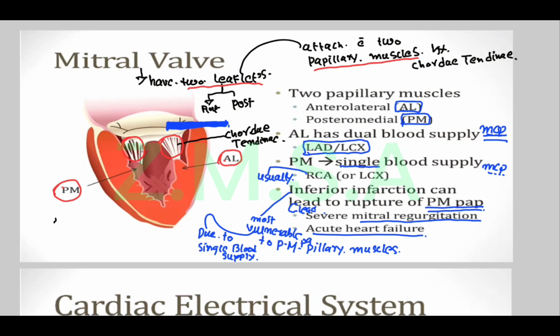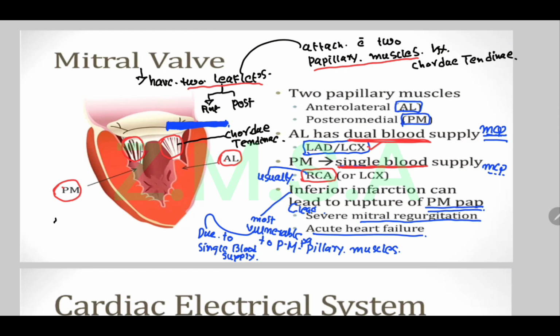The anterolateral papillary muscle has a dual blood supply. This is very important: by the left anterior descending coronary artery and the left circumflex coronary artery. But on the other hand, the posteromedial papillary muscle has a single blood supply. This should be remembered. Single blood supply, usually the right coronary artery and/or the left circumflex artery.